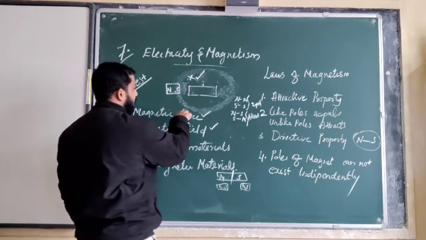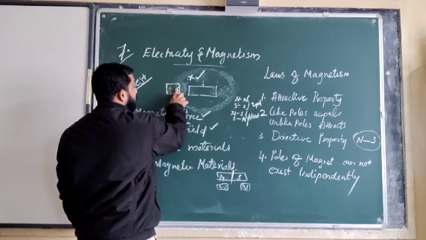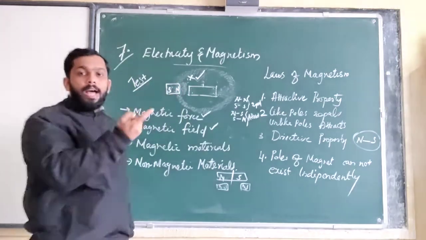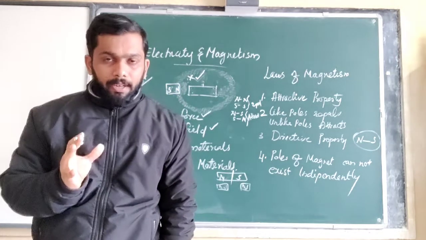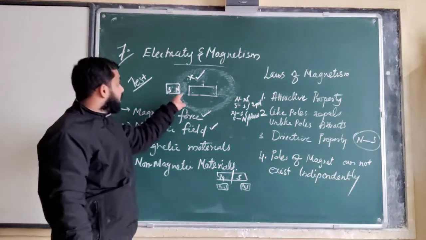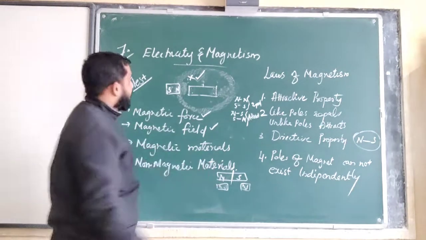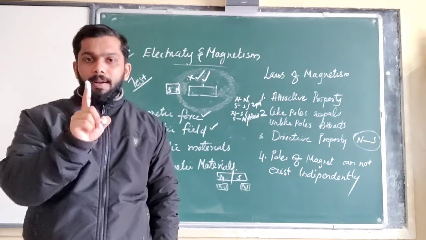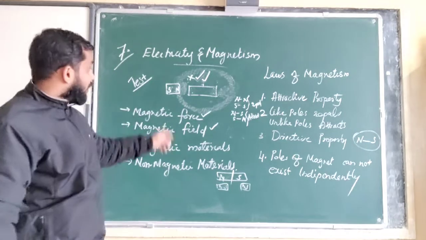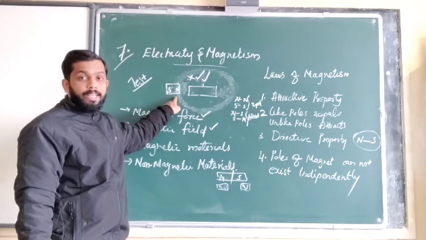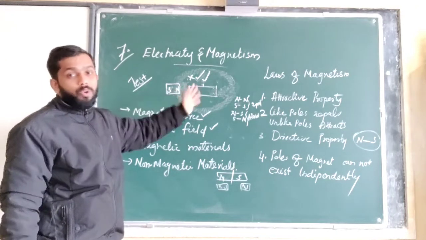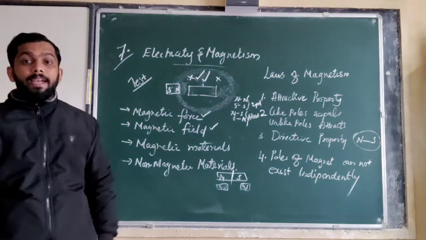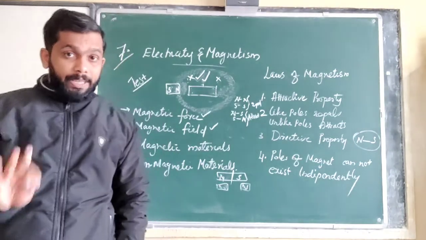What you will do, if it was attraction, is change this one. Here it was south pole, north pole. I have made this one north and this one south. Change the polarity of the bar magnet I have taken. When I have changed this polarity, if there is repulsion, then I can say that the given one is a magnet. Repulsion means the given one is a magnet. And when I have reversed this polarity, if again it was attraction, the given one is not a magnet, it is just a magnetic material.